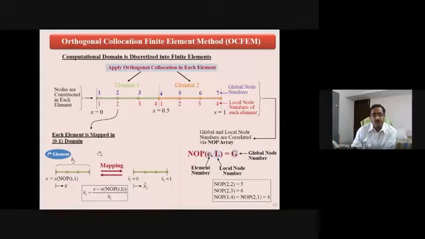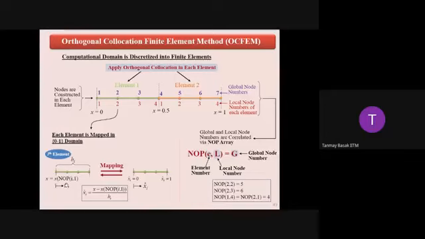Okay, so what actually happened, as I mentioned here, each element is mapped in the 0 to 1 domain. So I will have one variable called NOP, NOP(I,1). How do I define the NOP? The NOP(E,L), E is the element number, L is the local node number, and G is the global node number. So NOP(2,2) equals 5, NOP(2,3) equals 6.